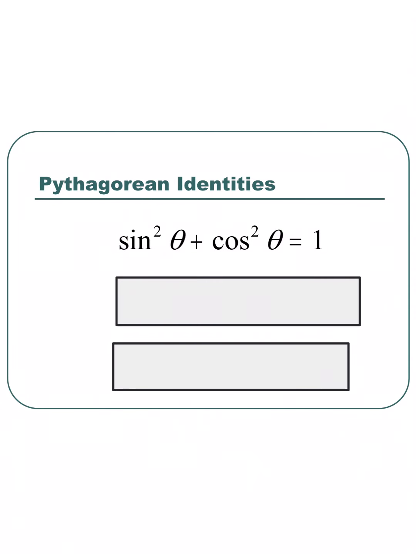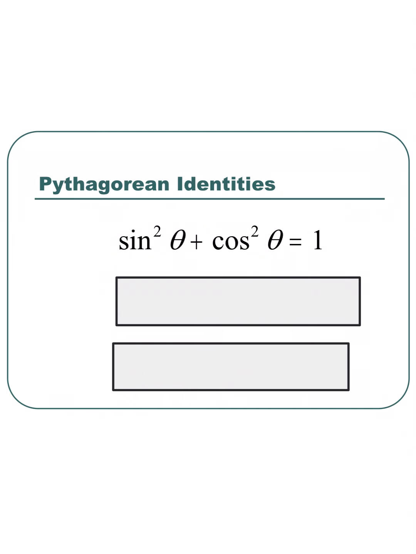For our Pythagorean identities, our first identity says that sine squared plus cosine squared is equal to 1. And the reason why this works is this is related to our unit circle, where we know our radius of the circle is 1. And if we draw a triangle within that radius, we're going to have our sine and a cosine, and applying our Pythagorean theorem gives us exactly this formula.